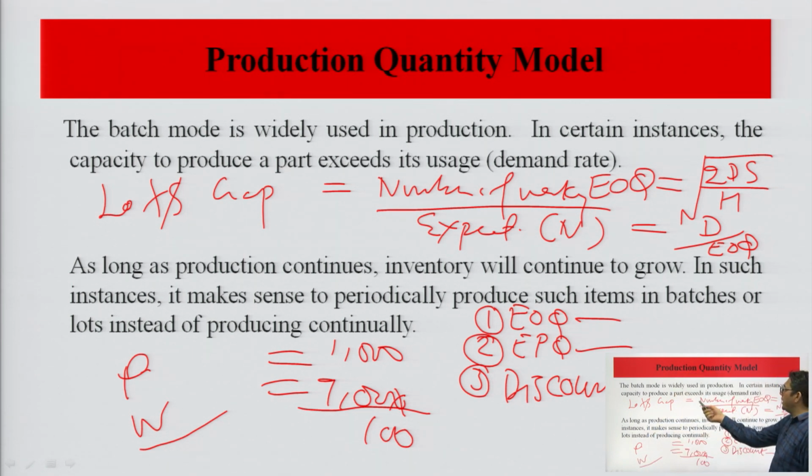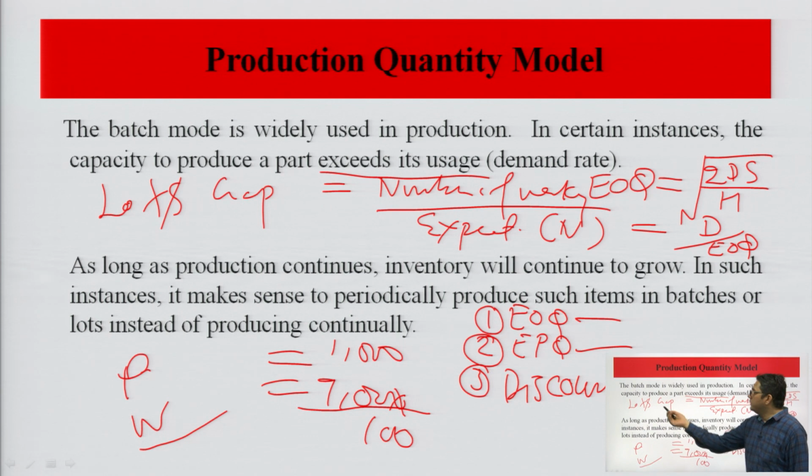The batch mode is widely used in production. In certain instances, the capacity to produce a part exceeds the usage. That is what I was saying: the capacity to produce is high, but usage is low.